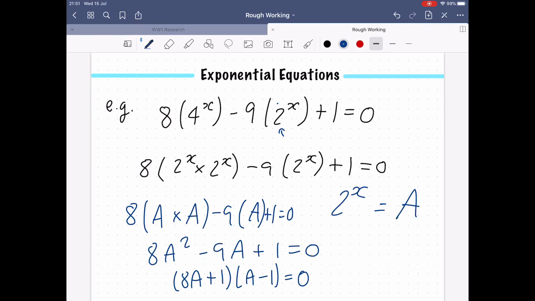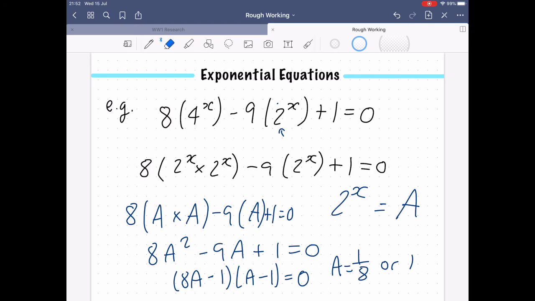So we can factorize to (8a plus 1)(a minus 1) equals 0. Wait, no, hold up. (8a take away 1)(a take away 1) equals 0. So what do we get for a? A is an eighth or 1. Both of these values are above 0, so we can take them both.